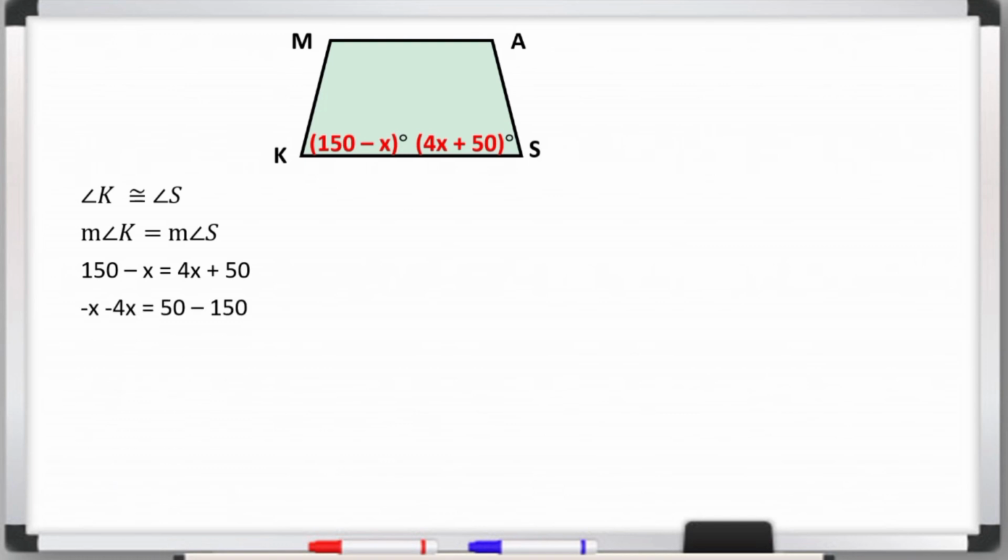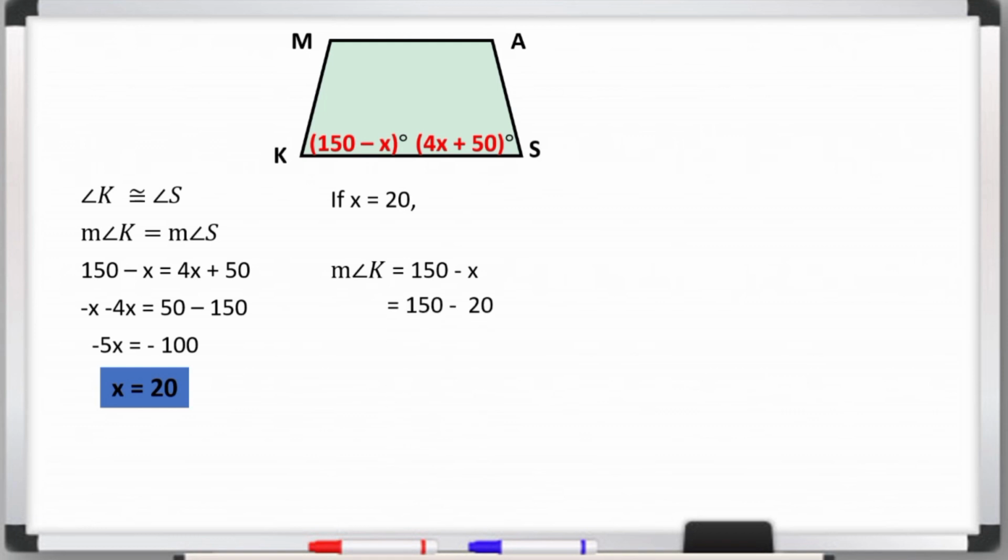Combining like terms, negative x minus 4x equals 50 minus 150. So negative 5x equals negative 100. Divide both by negative 5, so x equals 20. If x equals 20, substitute the value of x. Measure angle K equals 150 minus x. So 150 minus 20, measure angle K equals 130.